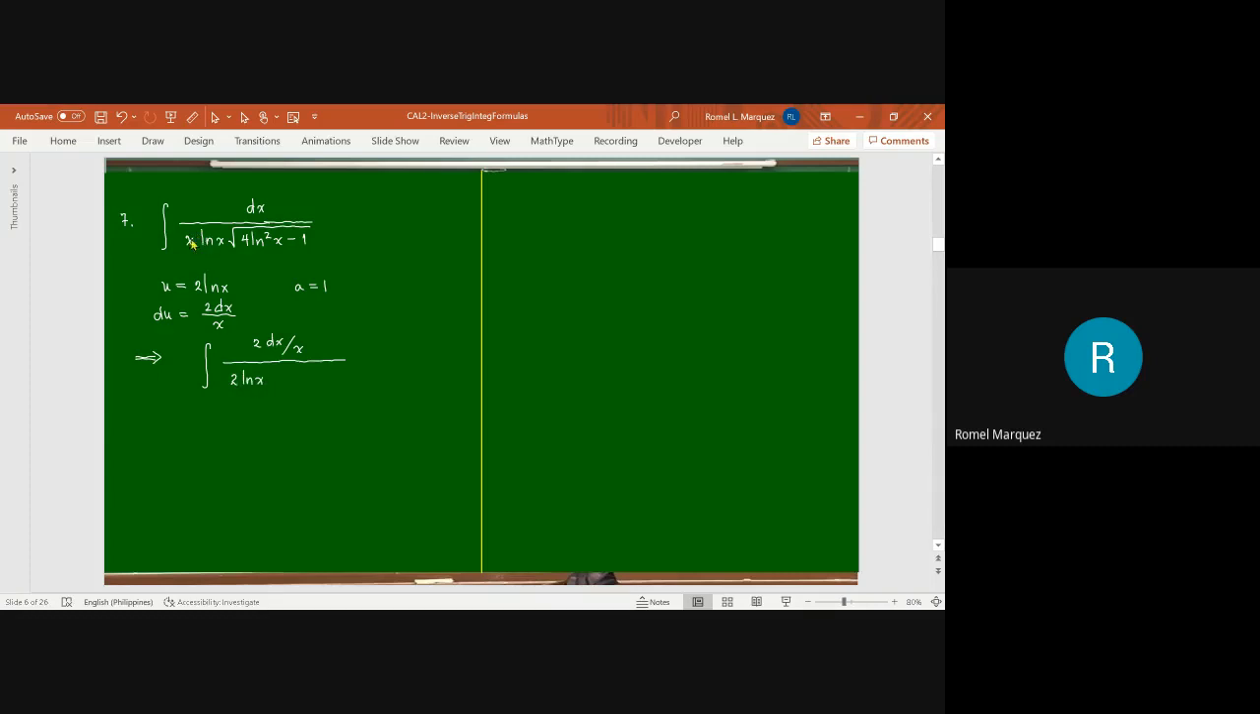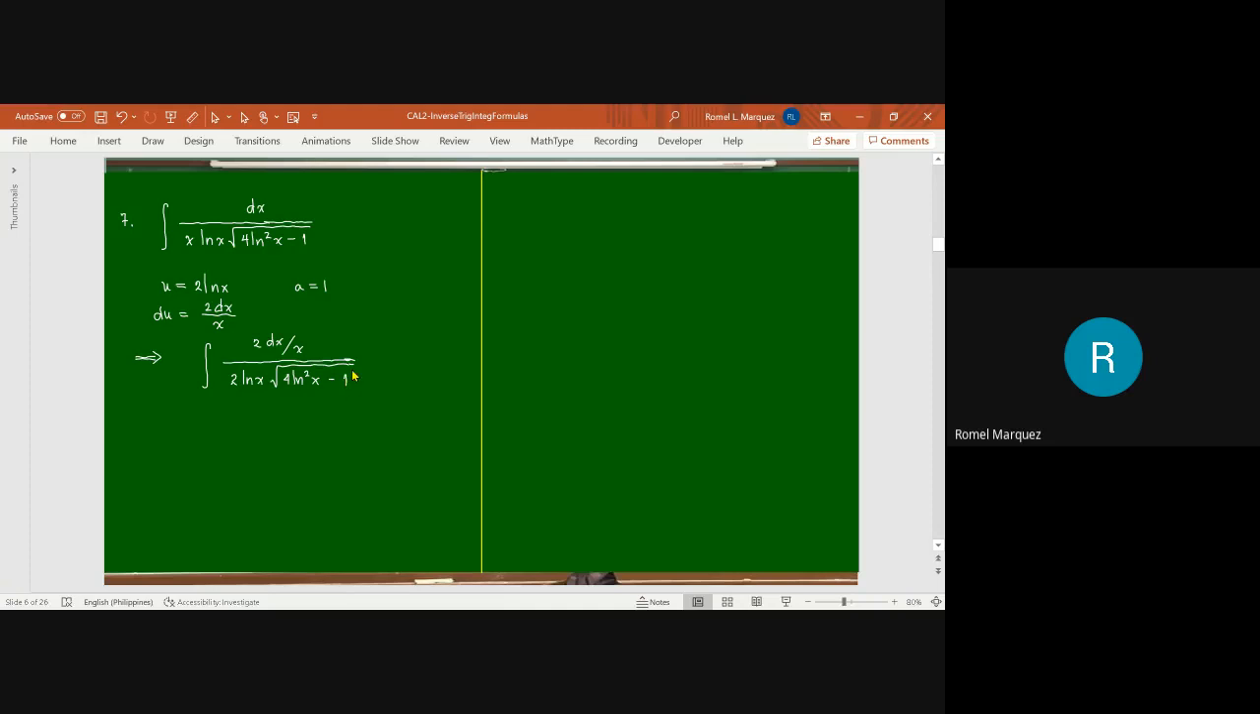Why did I put a 2 in front of ln x? Because what we want outside is u. So u, but what is u? 2 ln x. Then square root of u squared. But what is u squared? So we have 4 ln squared x, then minus 1.